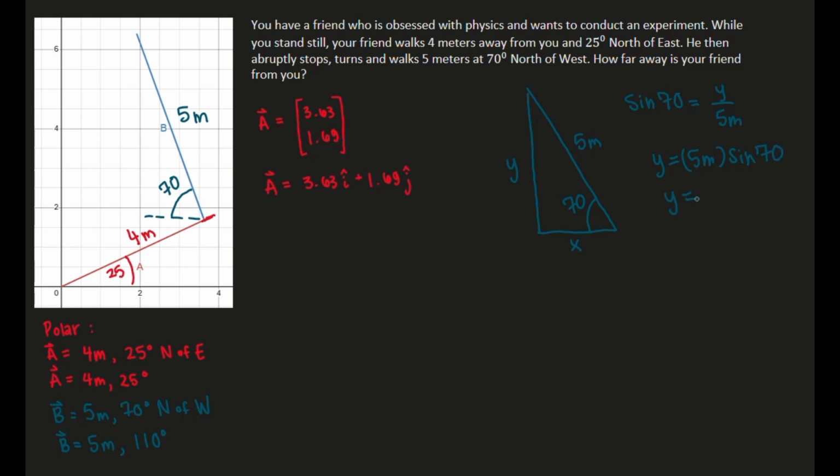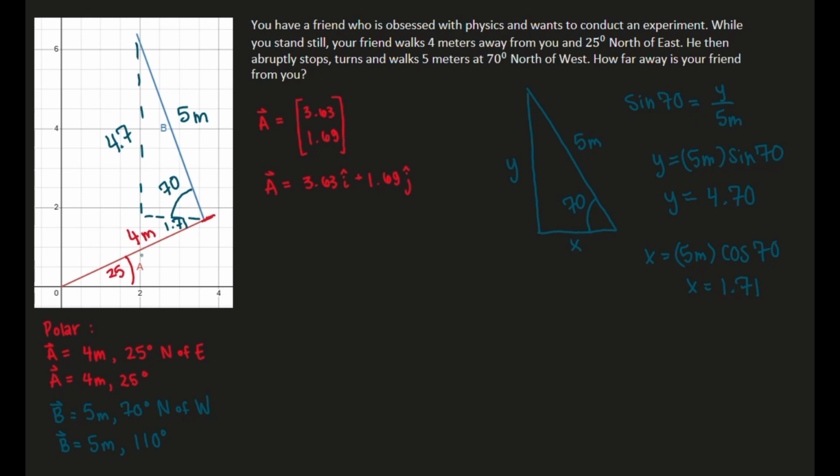And I get something like 4.70, if I round up. And then the same thing with the x one. So we can simplify and skip a few steps here, but the x is going to be equal then to the 5 meters times the cosine of that 70 degrees. So x is equal to 1.71 meters. So that tells me that my y value here is going to be 4.7 meters up, and my x value here is 1.71 meters across.